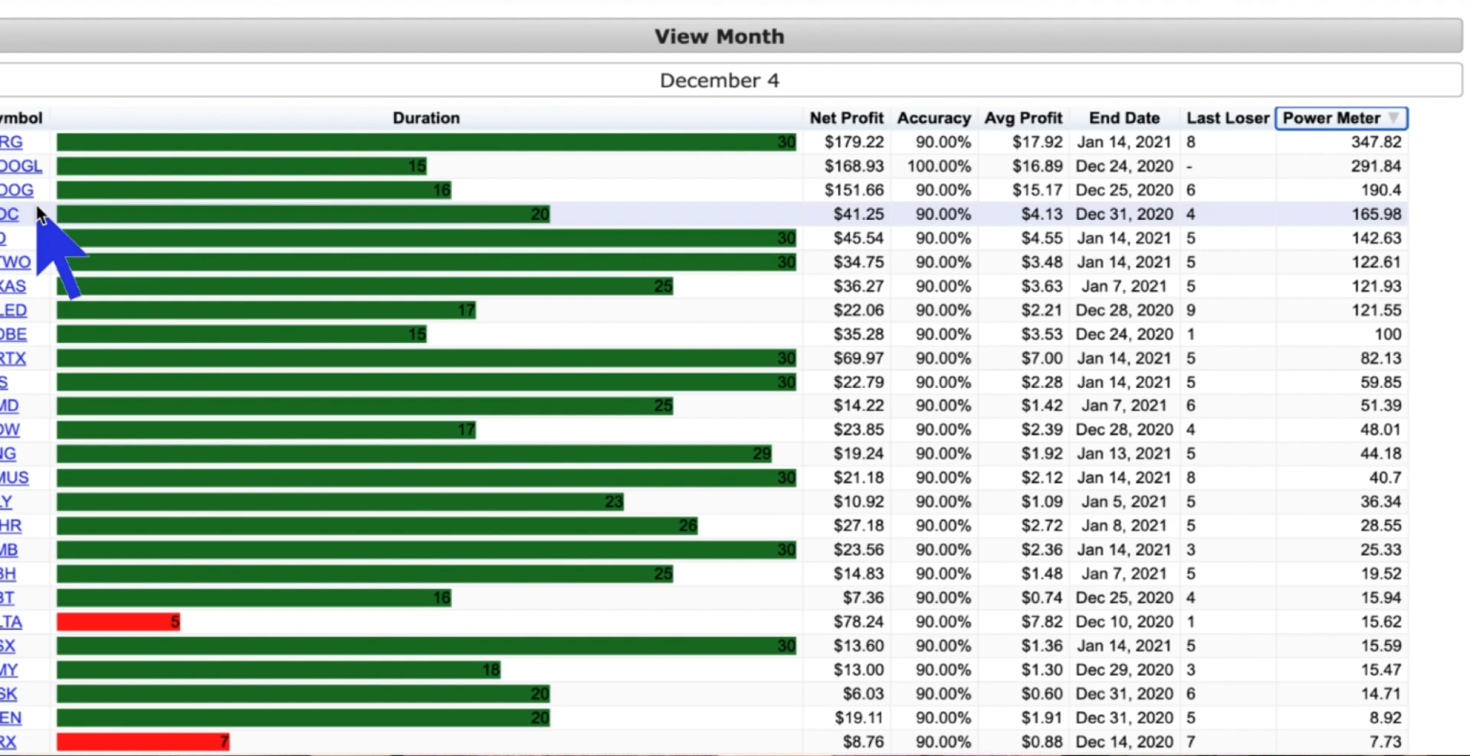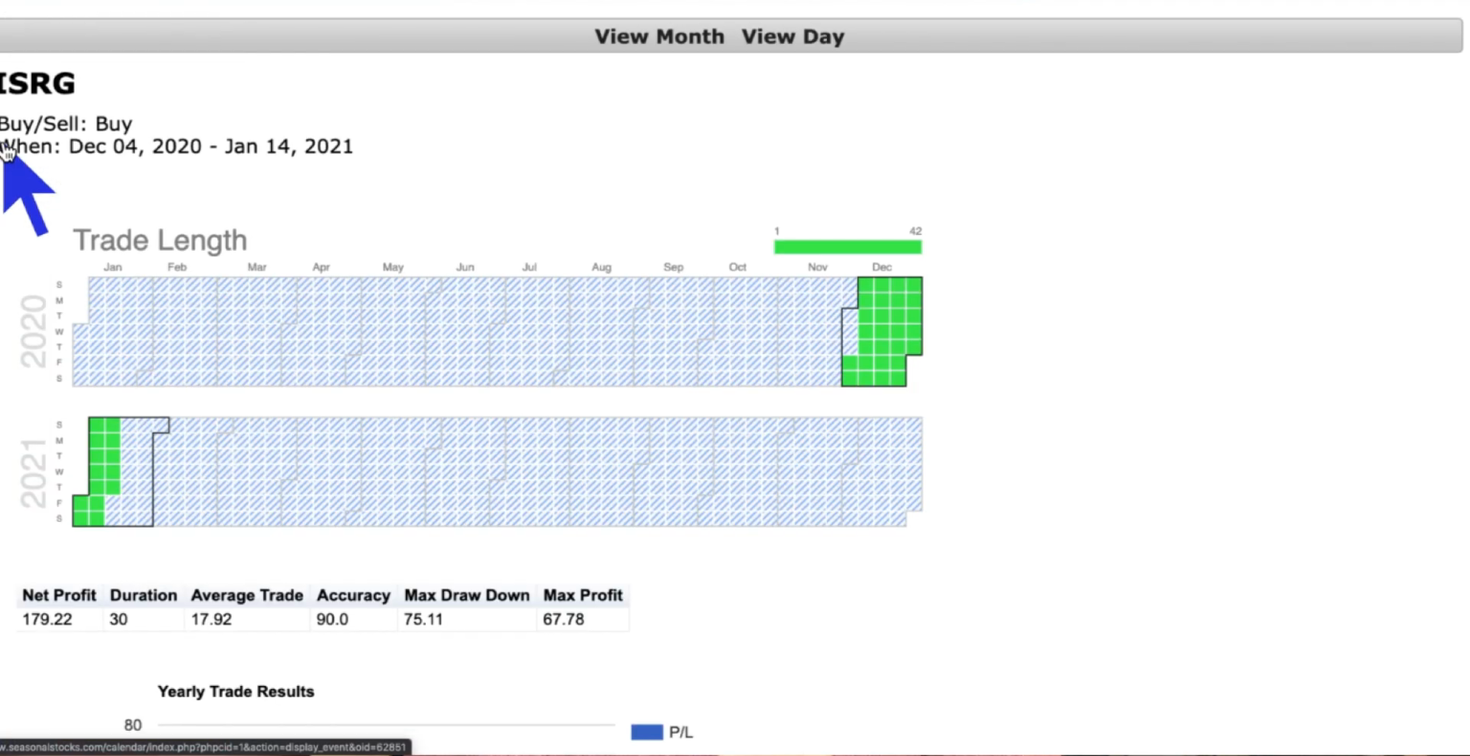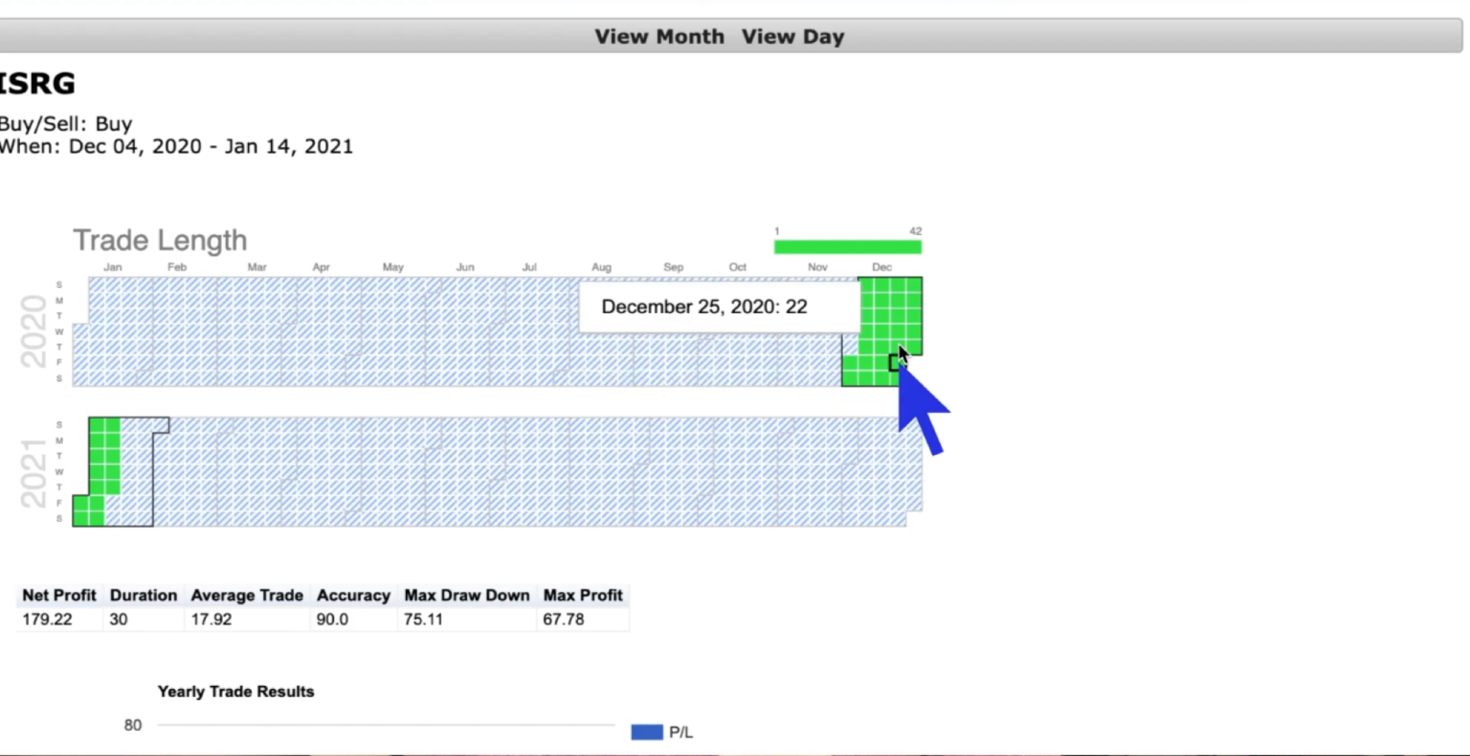That's what we're seeing in our top 10, 15. All right, let's take a look. Let's start with the one at the top, ISRG. When I look at ISRG, it's showing me the patterns between December 4th and January 14th. I can see that on the pattern you see here in front of you.